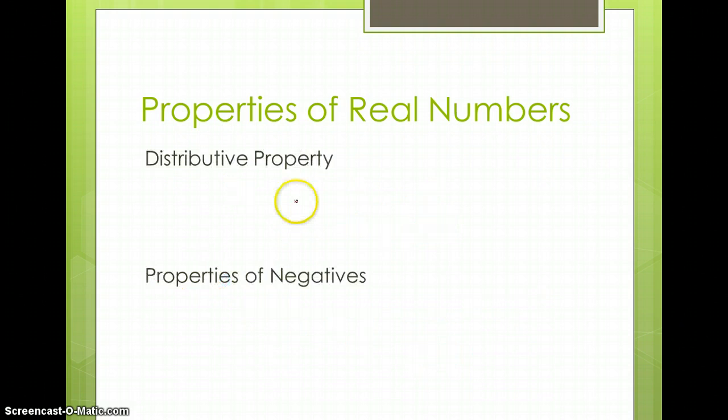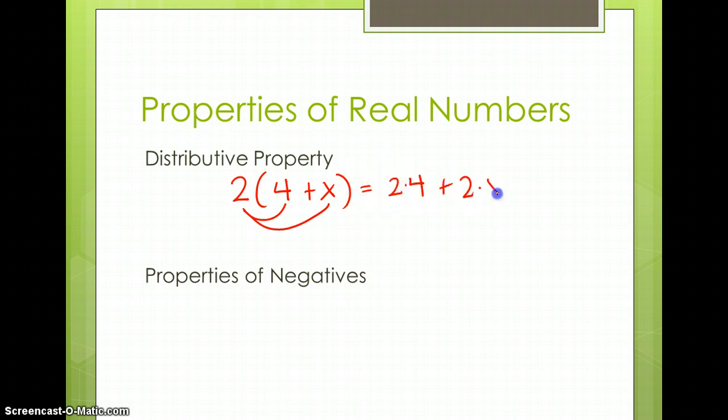Distributive property, you should be well aware of. Multiplication outside of a parentheses with addition or subtraction in it. Just telling you can multiply that number by both terms or all terms inside. So 2 times 4 plus 2 times x is 8 plus 2x, something you've been doing since Algebra 1.